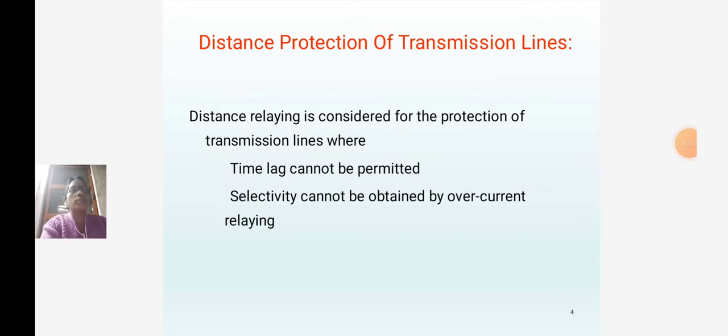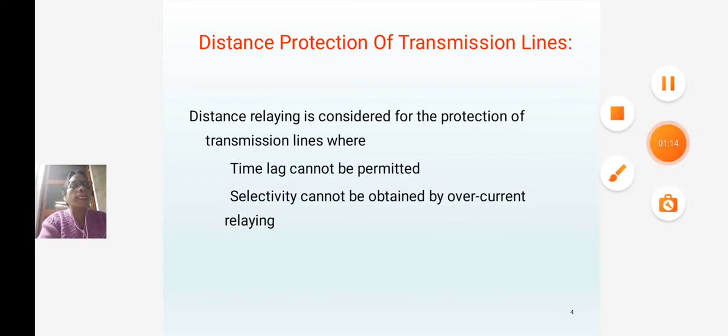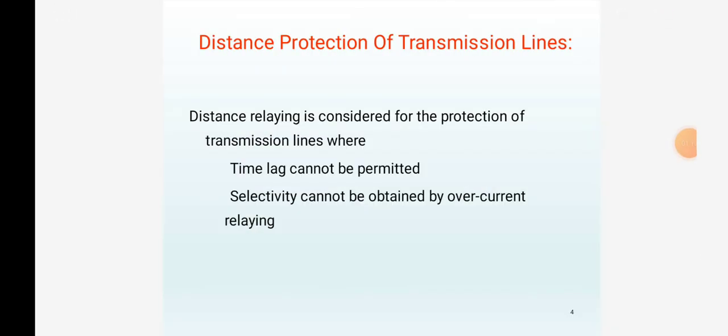In distance protection of transmission lines, the distance relay is considered for the protection of transmission lines where time lag can't be permitted. Selectivity cannot be obtained by overcurrent relaying. Distance protection is a widely used protective scheme for the protection of high and extra high voltage EHV transmission and sub-transmission lines.